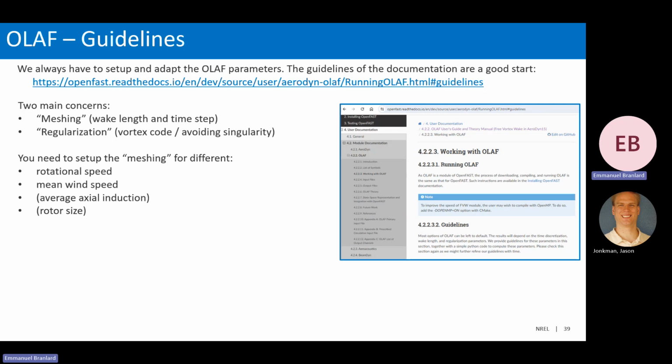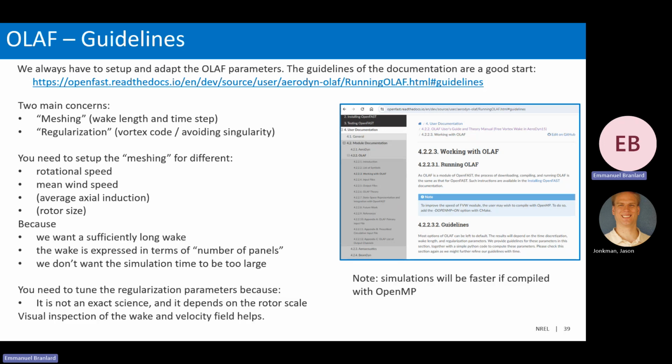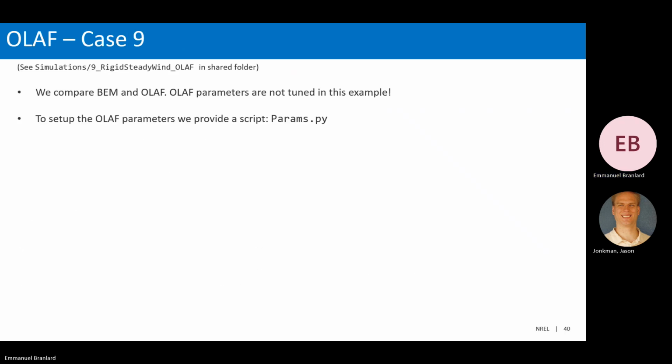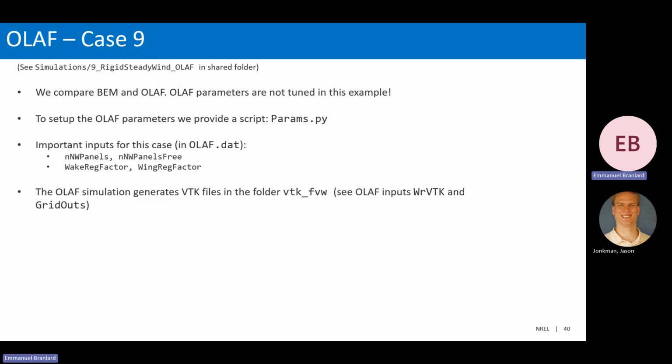Okay, so I give a script. I also give it in your example here in folder number 9. There's a script that you can run that tells you, hey, use those parameters for OLAF. And that's really going to help the quality of your simulation. And so in your example 9, I have a script called params.py. And it's going to tell you how big your near wake should be.